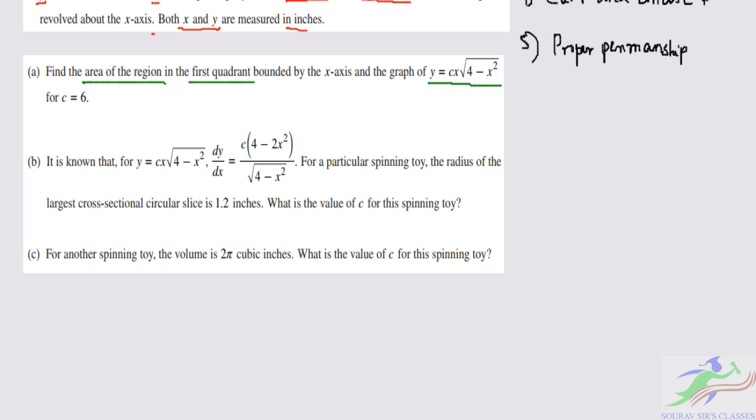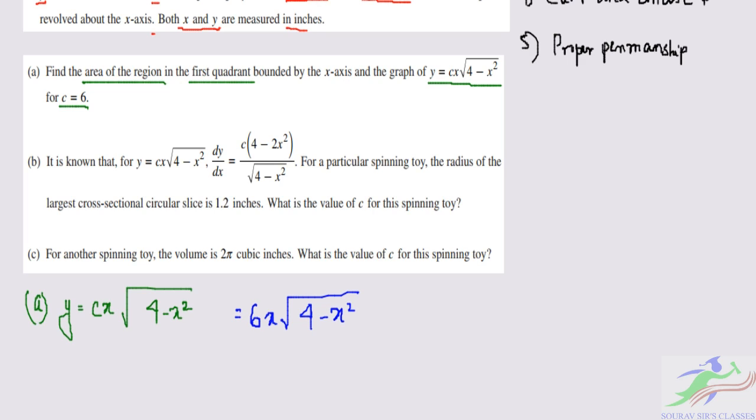C is a positive constant, you know that, so for c equal to 6 you have to find the area of the region. So let's take this problem in this manner. For part A, we have been given the graph of y as cx root over 4 minus x squared. C is already given as 6, so we can directly write 6x root over 4 minus x squared.